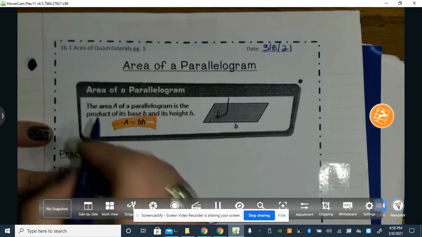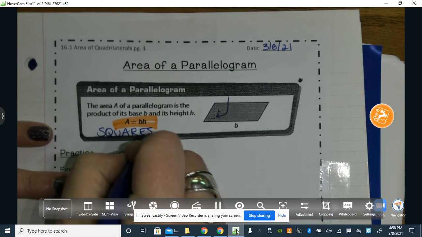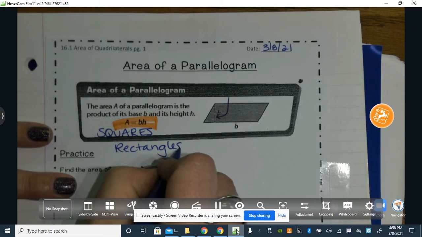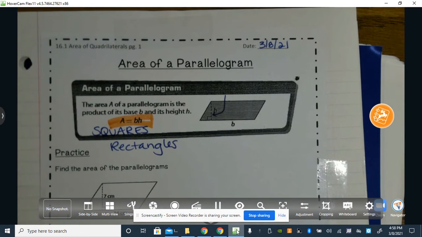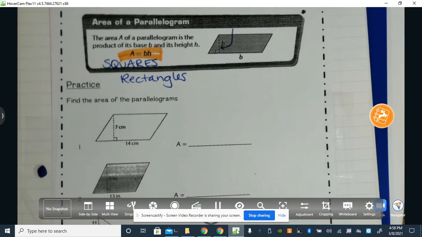Okay, and this area formula also works for squares and rectangles. So that is the same formula. They all share the same formula. Now let's look at how to apply them.